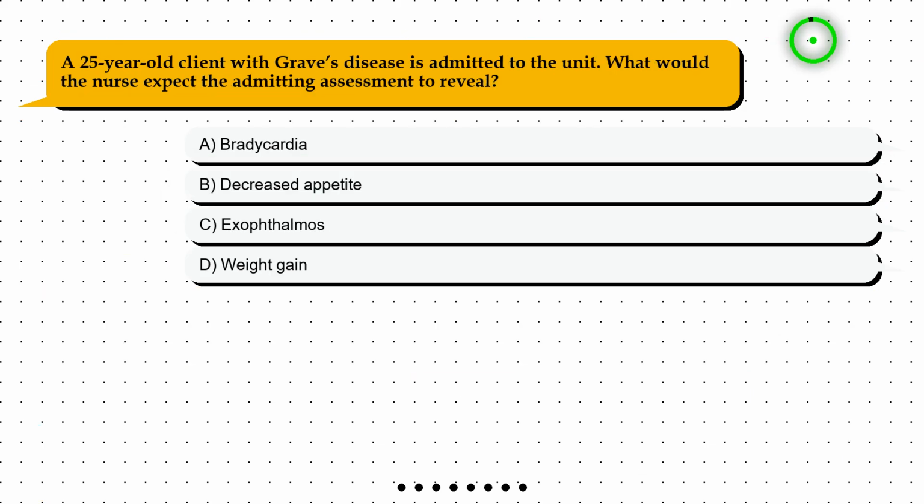Question 5. A 25-year-old client with Graves' disease is admitted to the unit. What would the nurse expect the admitting assessment to reveal? Option A, bradycardia. Option B, decreased appetite. Option C, exophthalmos. Option D, weight gain.